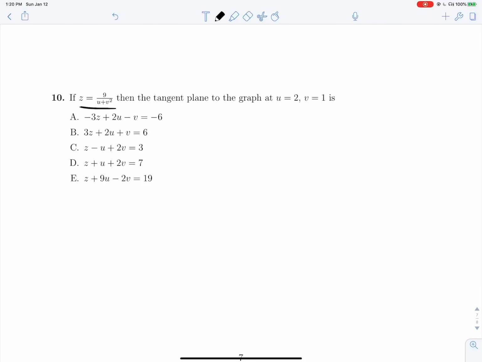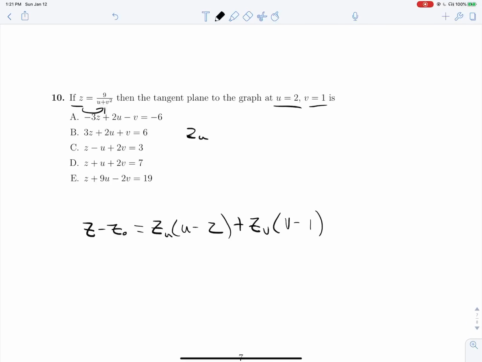Okay, if z is equal to this thing, then what is the tangent plane to the graph at u equals 2 and v equals 1? Because z is explicitly defined in the form z equals something, we can express the tangent plane as z minus z naught equals zu (u minus u naught) plus zv (v minus v naught), where u naught and v naught are just these values over here. Really all we need to find is zu and zv and evaluate them at 2, 1.